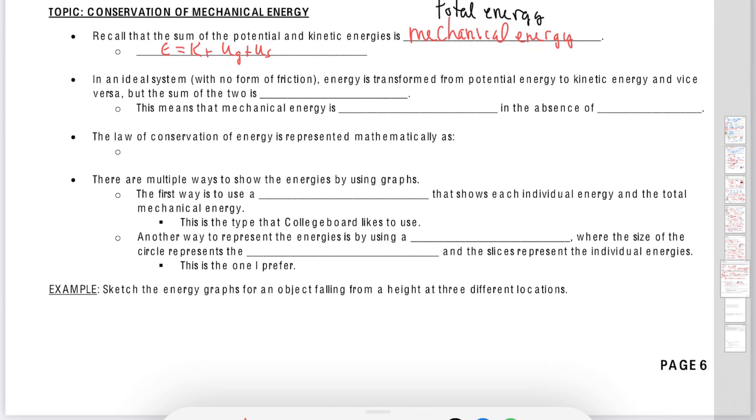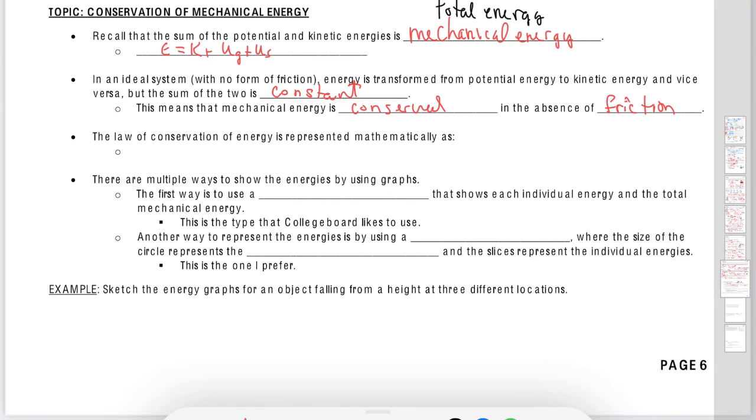Now, in an ideal system with no form of friction, energy is transformed from potential energy to kinetic energy and vice versa. But the sum of the two is always going to be constant. It's not going to change. This means that mechanical energy is conserved in the absence of friction.